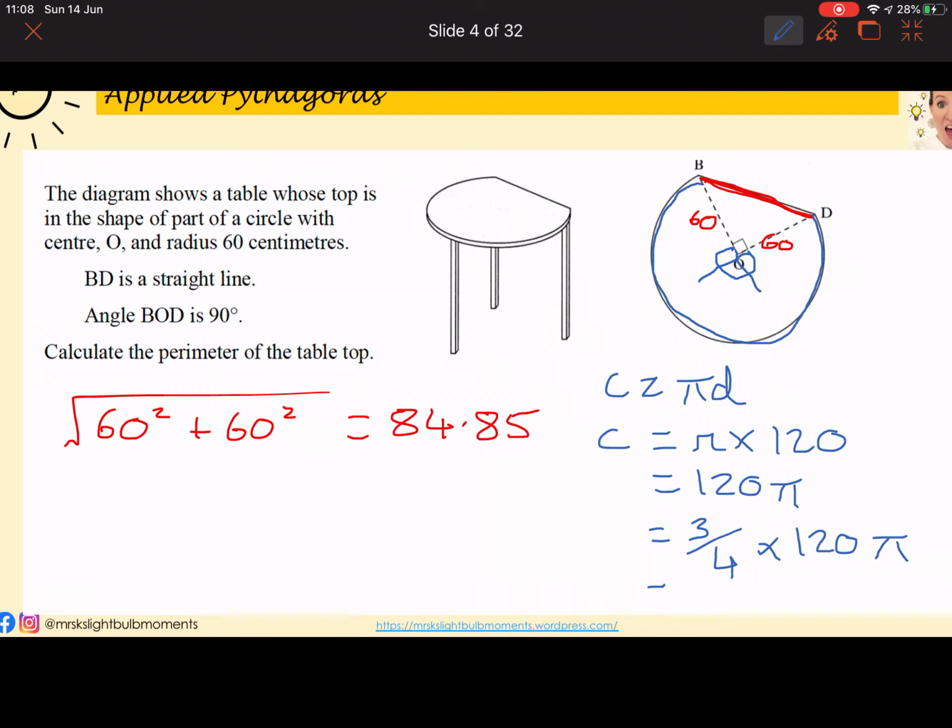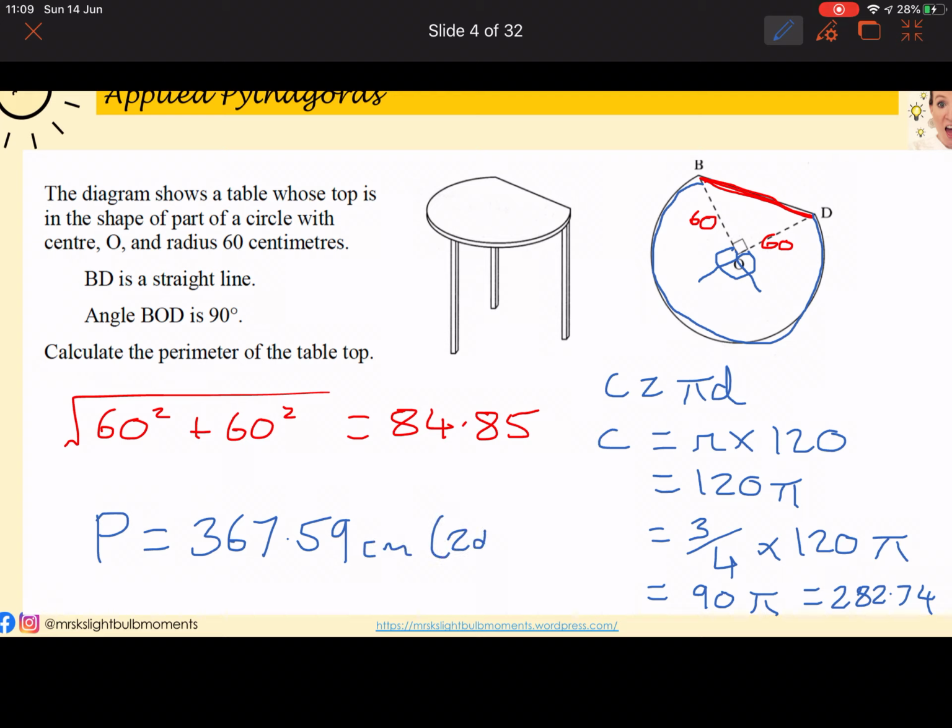Now that will give us 90 pi, which when I work out as a decimal, I get 282.74. Okay, so my final answer, the perimeter, is both of those added together, and we get 367.59 centimetres to 2 decimal places. The question didn't ask, so just use your initiative, go for a sensible value, but always write down what you've rounded to. Okay, we're happy with that one.